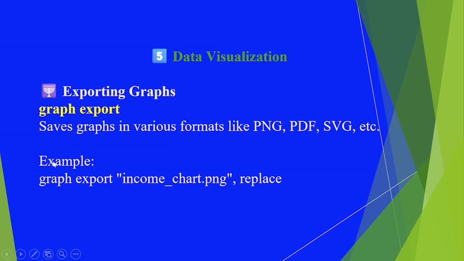And to save or export a plot in STATA, you just need to issue the command graph export income, for example. This will be the name of the chart, income underscore chart dot png, comma replace. We are telling STATA to export this plot, and it will replace any existing plot, if any.